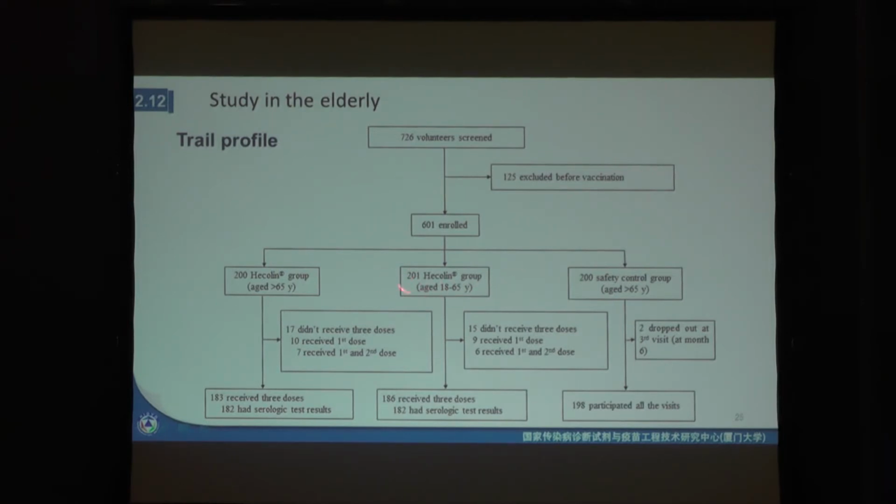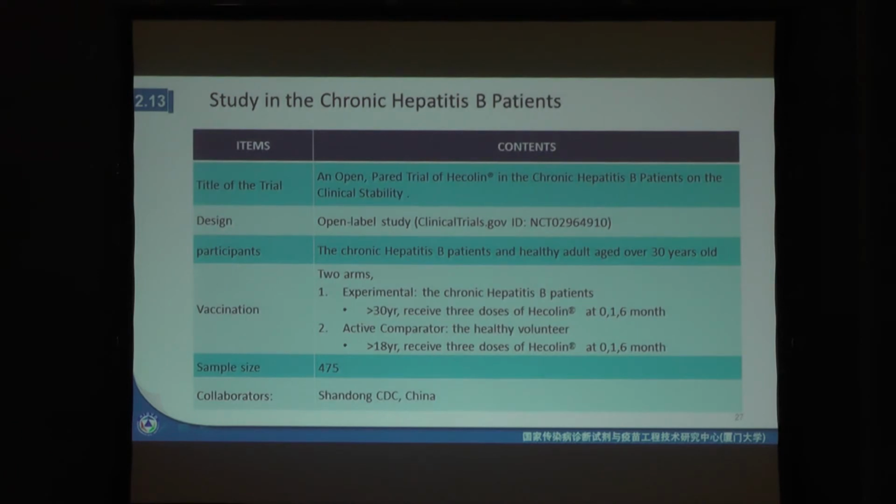immunogenicity control group. We enrolled 200 participants aged 18 to 65 as an immunogenicity control group. And also we enrolled 200 elderly people aged older than 65 as a safety control group. These people did not receive any vaccination, but they were requested to fill in the safety diary card during the 6 months of vaccination, same as the other group. So this is a safety control group. And this study is finished. We have submitted the paper to journals.